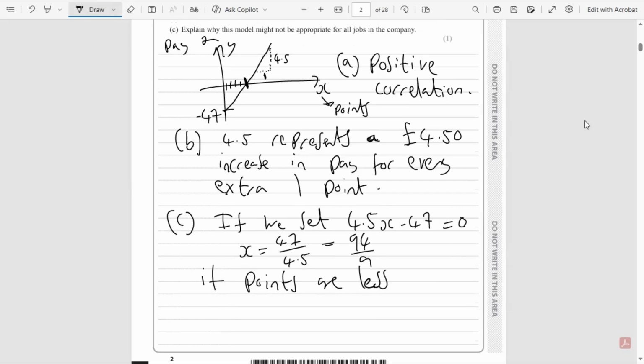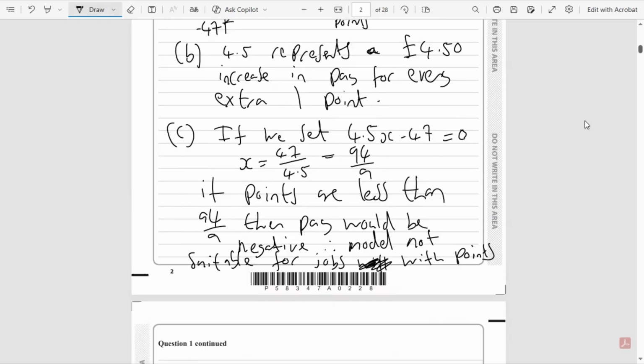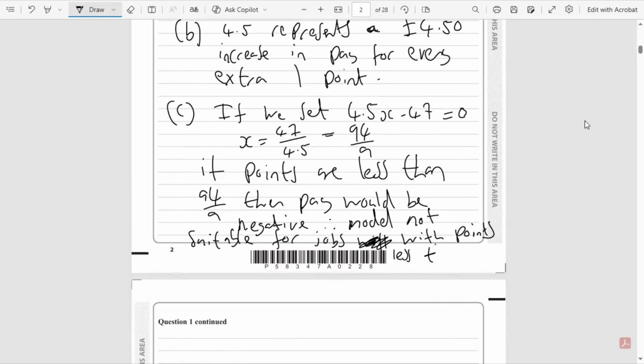So what we can say, if points are less than 94 over 9, then pay would be negative. So therefore, the model is not suitable for jobs with points less than 94 over 9. Perfect. So that would be our part C answered there.